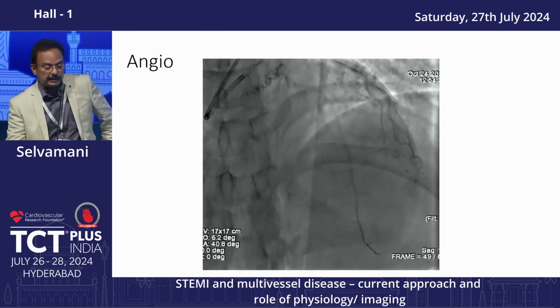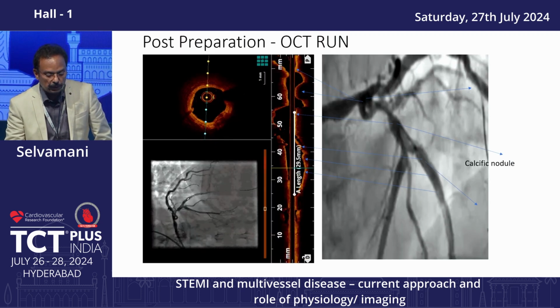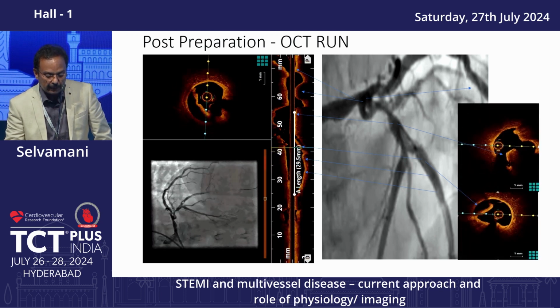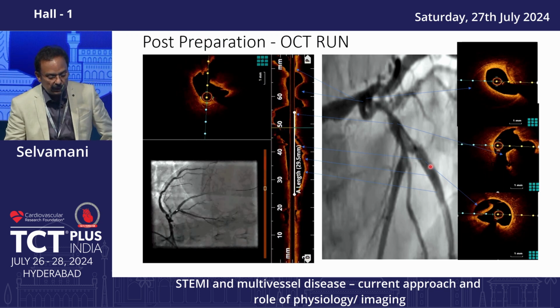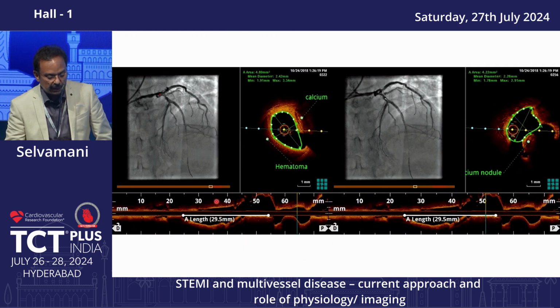In some cases like this, an anterior wall MI is really tricky, where you need a lot of things to do. When you do imaging in such a case, you see what is happening. It is unlike the previous cases which I showed. This is a place where there is a calcific nodule which is very tight, and here your dimensions and your vessel sizing are extremely important. And then you go stent this vessel.